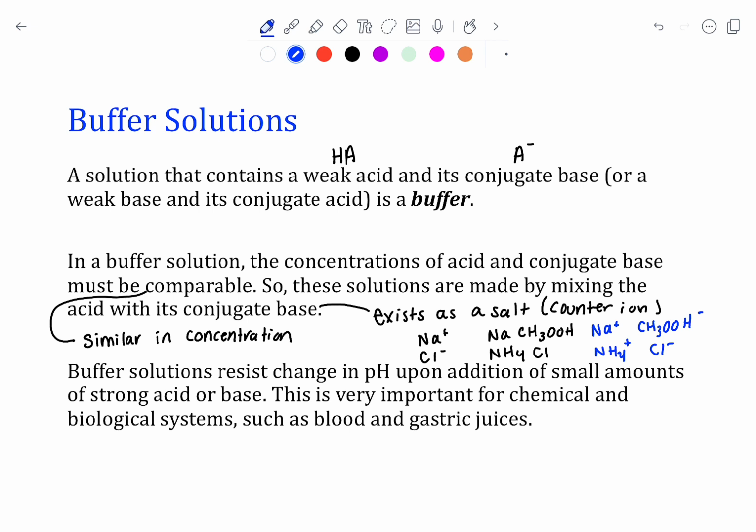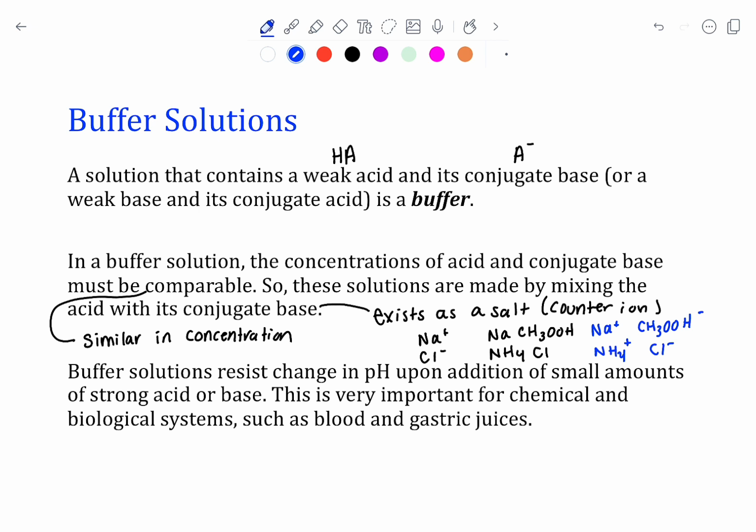So when we are actually mixing these solutions together, we really only care about the conjugate base ion. But when we're doing problems, you're going to see them presented to you as a salt. So you're going to see a counter ion to account for the fact that we need the ion in solution. So just keep that in mind.